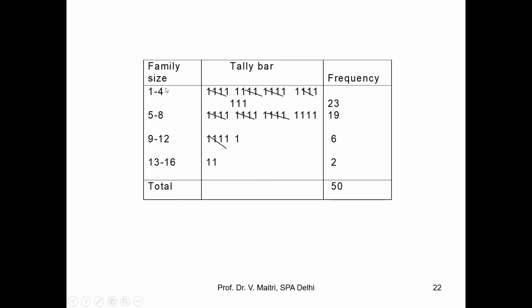In the family size 1 to 4 there are 23 households. From 5 to 8 there are 19 households. From 9 to 12 there are 6 households. From 13 to 16 there are 2 households. Now it makes some sense. We can say immediately that if I have to plan a housing colony, the maximum demand is from people whose family size falls in the category of 1 to 4 or 5 to 8. And 9 to 12 or 13 to 16 are fewer, so I won't bother about that because I have to sell my product. So now this table is guiding me on how to take a decision.